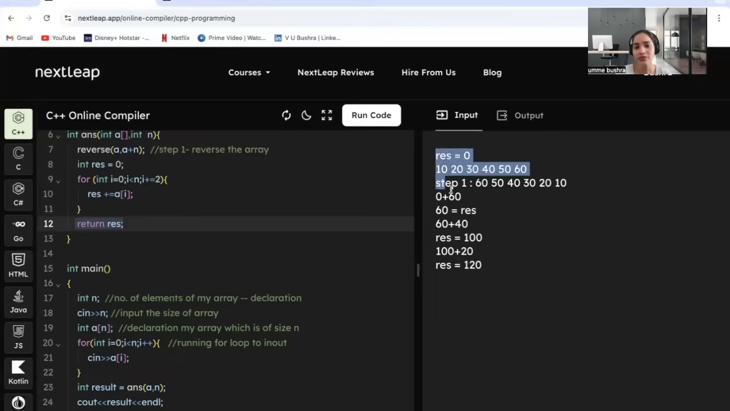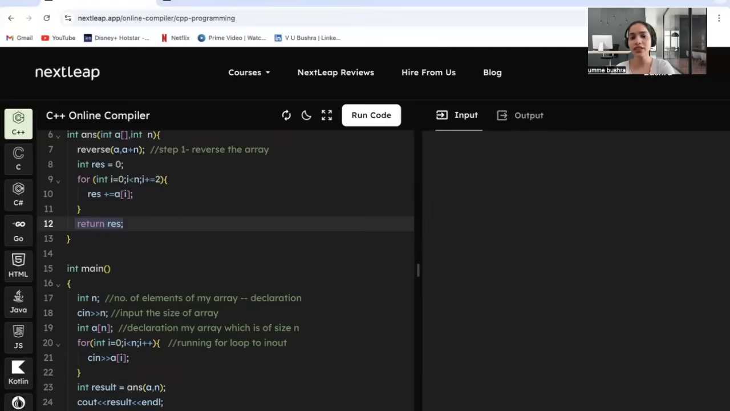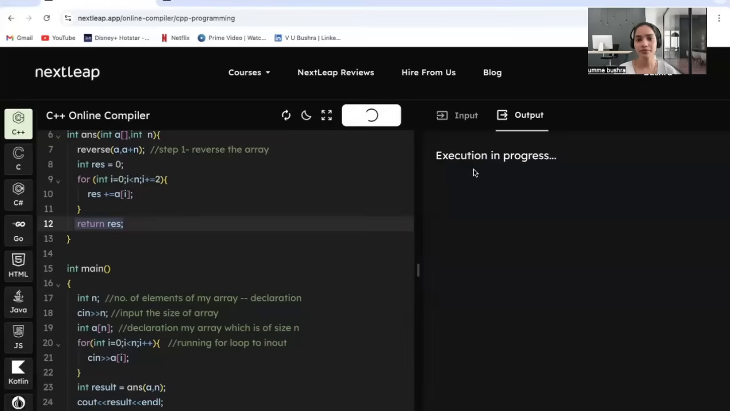So let's check. Firstly, I am going to give the input for the number of elements, which, based on the question, is going to be 6. Okay, let's check. 6 is going to be my number of elements, right? The length of my array. And this is going to be my array: 10, 20, 30, 40, 50, 60. Okay, let's try to run the code.